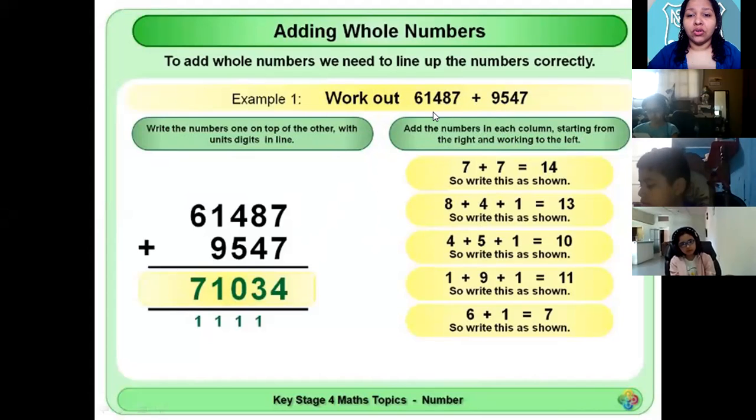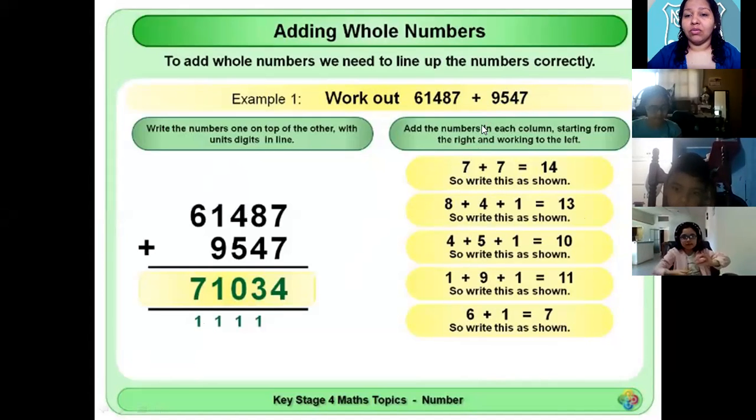So if you see both numbers, let's count how many digits the first number has. You see, we have 1, 2, 3, 4, and 5. And the second number, Diego, count the digits: 1, 2, 3, 4. Okay, so both of the numbers start with the number 7. So we are going to write this as shown. Then we had 4 and 8, and then 5 and 4, then 9 and 1, and then we have 6, and here we have 6 and 1.